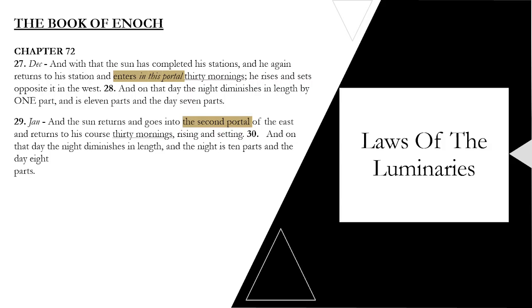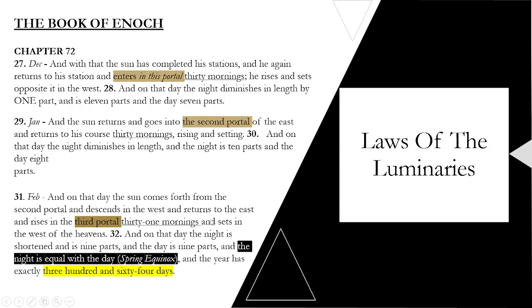And the sun returns and goes into the second portal of the east and returns to his course 30 mornings, rising and setting. And on that day, the night diminishes in length, and the night is 10 parts, and the day 8 parts. And the last month of the year is February on the solar calendar, not the Gregorian or the Roman calendar, but the solar calendar.